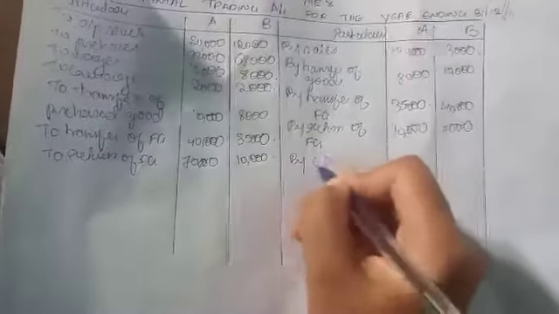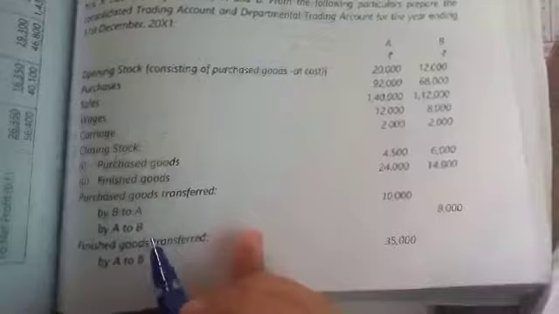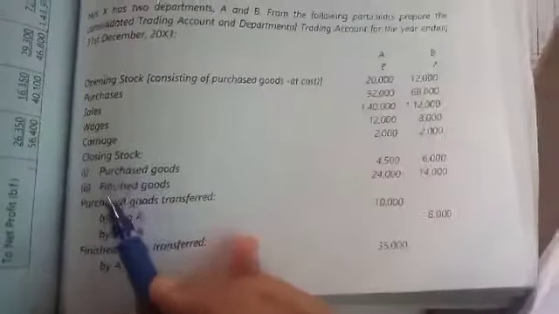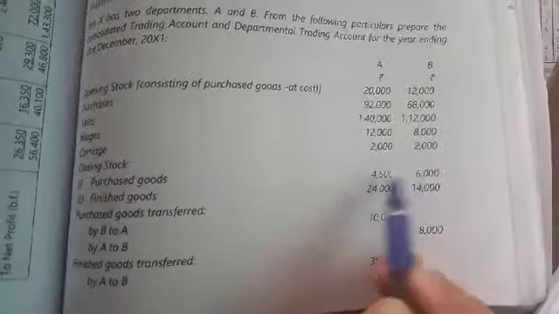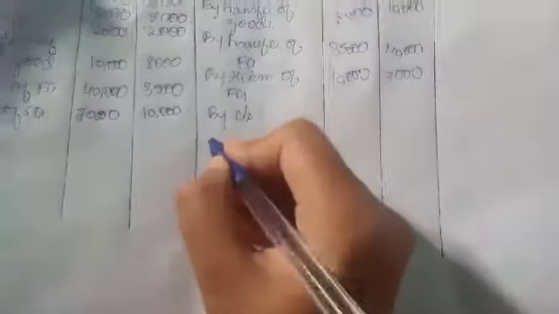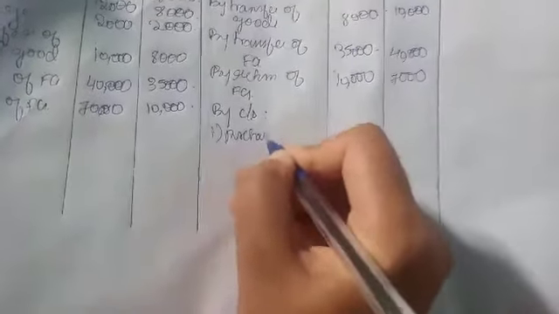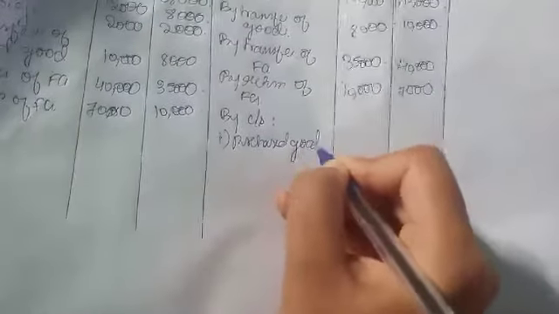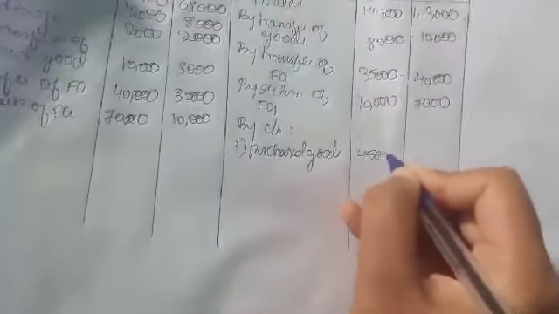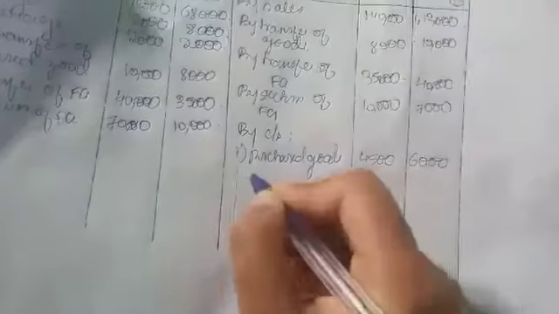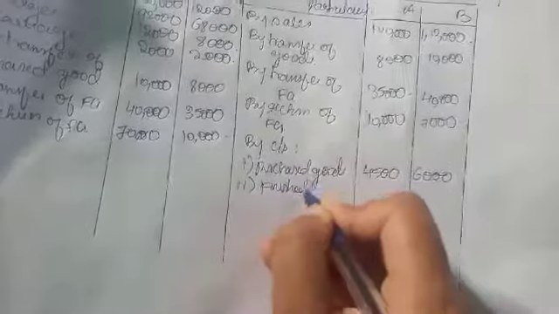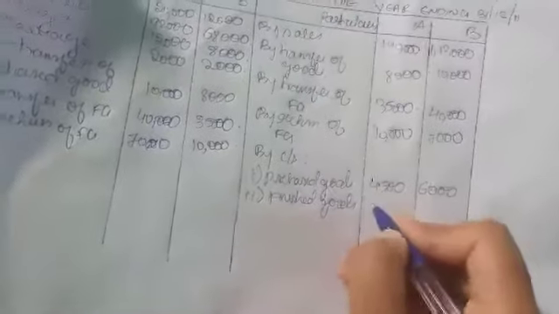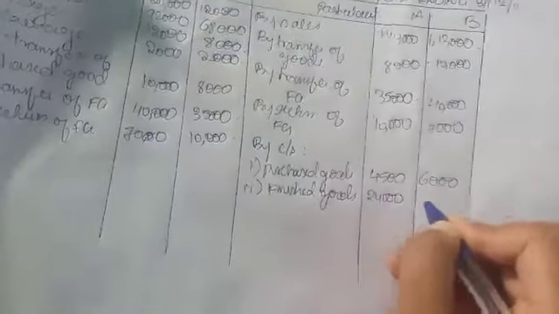Write down the closing stock. So by closing stock. Closing stock consists of purchased goods and finished goods. Mention these and write these now. Purchased goods 4,500 and 6,000. The second one is finished goods, 24,000 and 14,000.